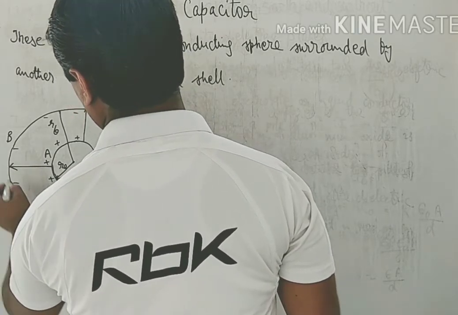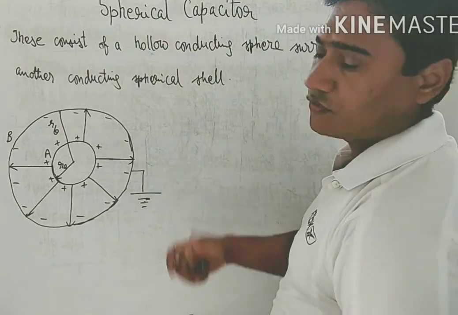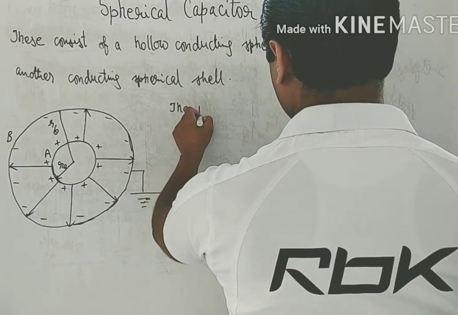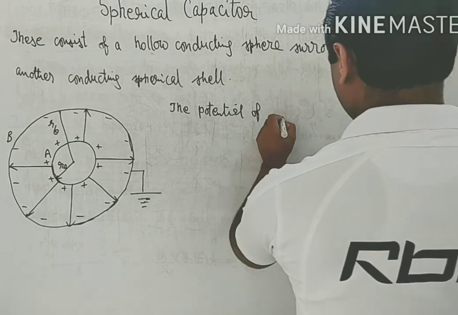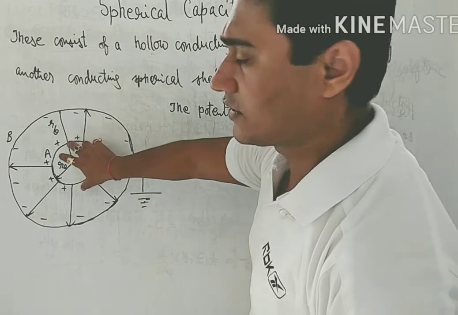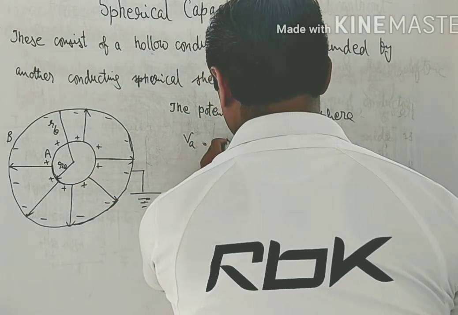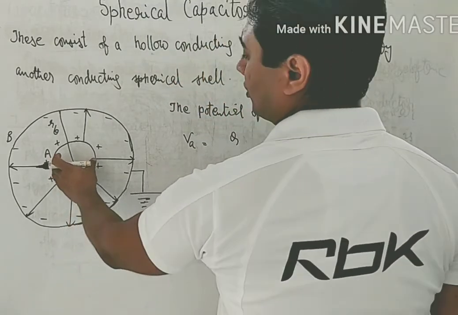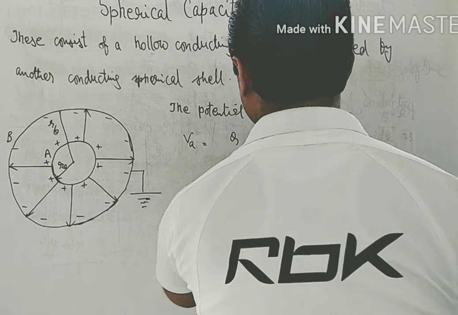So such electric field lines will be seen. Now let's calculate the capacitance of this capacitor. Now we write the potential of the inner sphere. This sphere is written as VA, which is equal to Q upon... actually, the potential will be due to this sphere as well as due to this one, and the sum of that will be the potential.